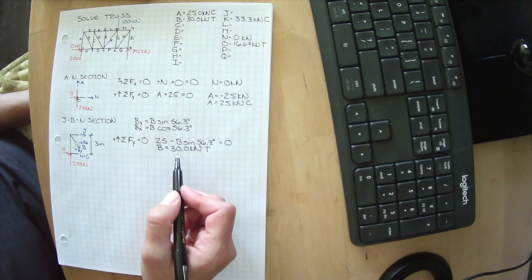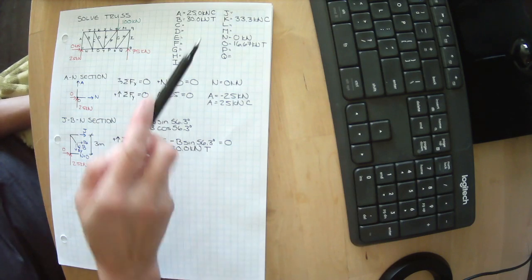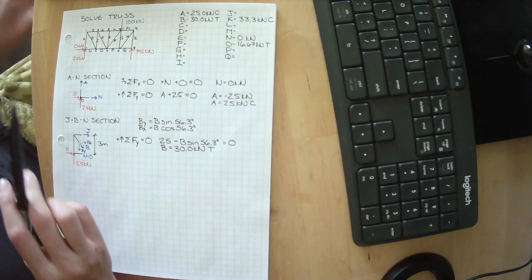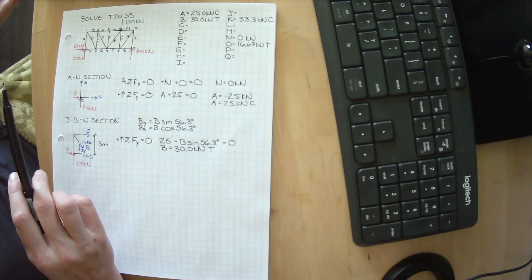Guess what, guys? We had actually already solved for B. Look at that, we didn't need to do that one. It was a known for us. So, good for us, we've already done it.